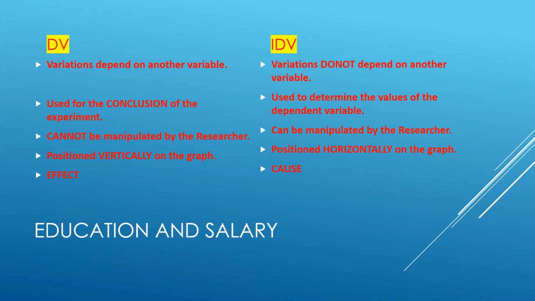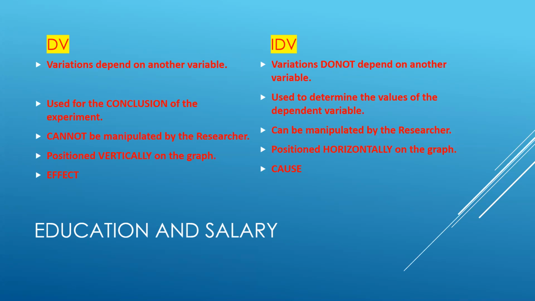Now let me give you the differences between dependent variable and independent variable. Variations depend on another variable when it is a dependent variable. Variations do not depend on another variable in an independent variable. Dependent variable is used for the conclusion of the experiment. Independent variables are used to determine the values of the dependent variable.